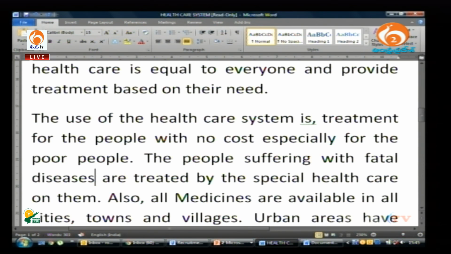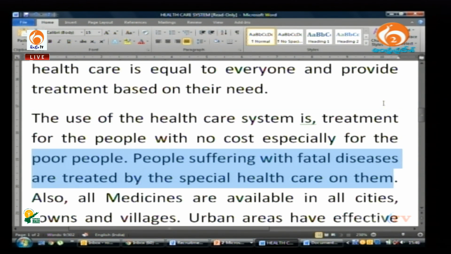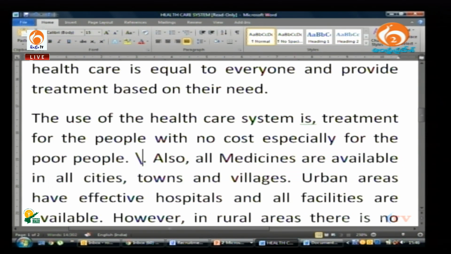The people, I removed the "on them" as well, again that is wrong. People suffering with fatal diseases are treated by the special health care on them. How can you "on them"? So this sentence itself is not correct. Let me correct it.